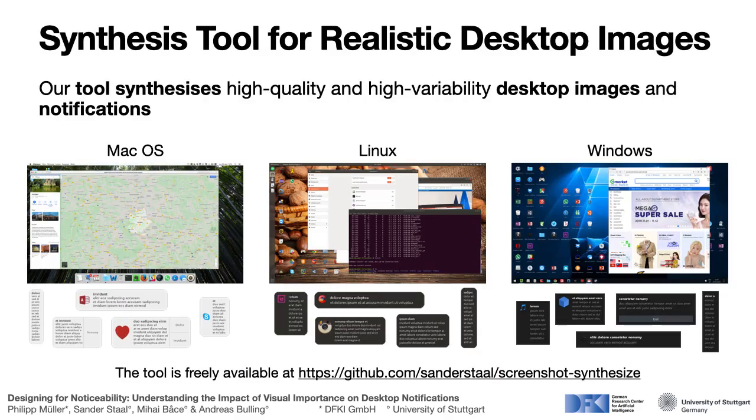With our synthesis tool, we created desktop images and notifications from the three major operating systems macOS, Linux, and Windows. Please note the high level of detail and variability, including realistic taskbars and different configurations of opened websites and applications. Notifications can be generated with different aspect ratios and with as well as without buttons and icons. All parameters of the generation can be easily controlled, and we made our tool freely available for research.